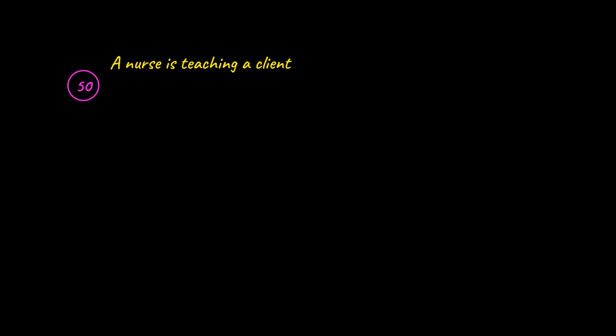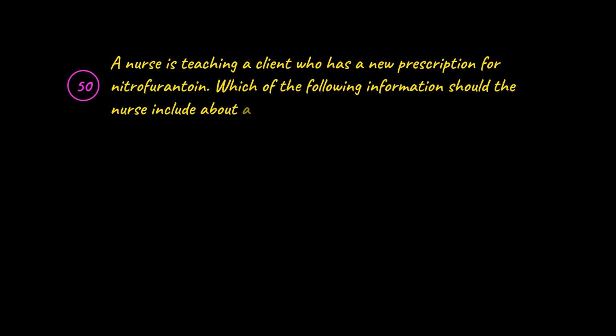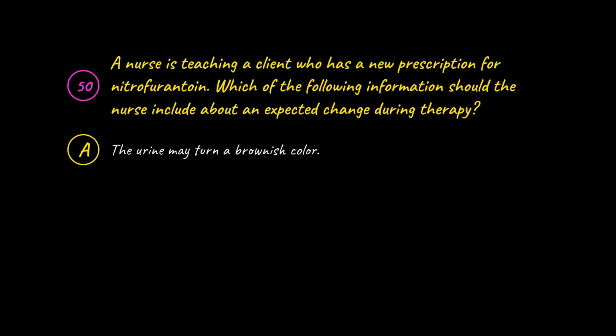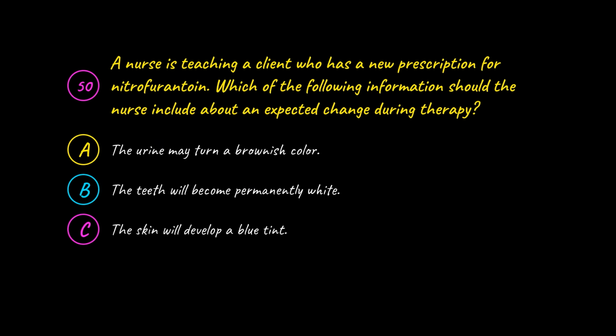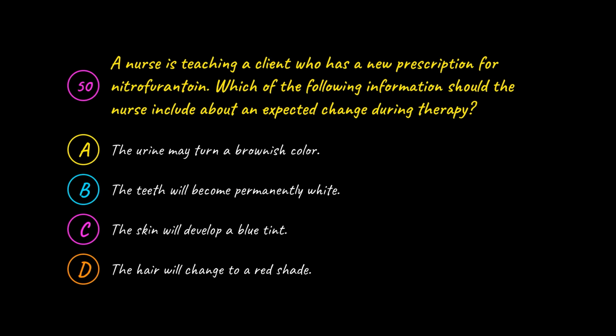Question 50. A nurse is teaching a client who has a new prescription for nitrofurantoin. Which of the following information should the nurse include about an expected change during therapy? Your options are: A. The urine may turn a brownish color. B. The teeth will become permanently white. C. The skin will develop a blue tint. D. The hair will change to a red shade. Take a second. Which answer would you pick?